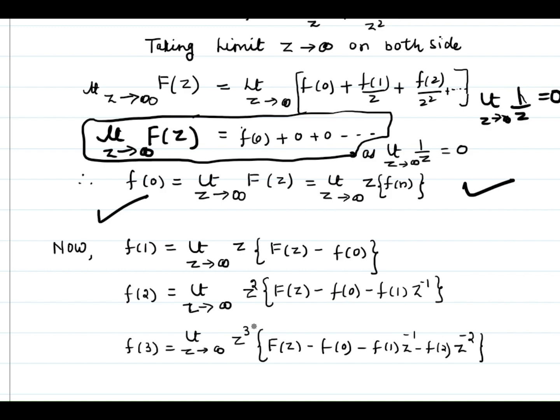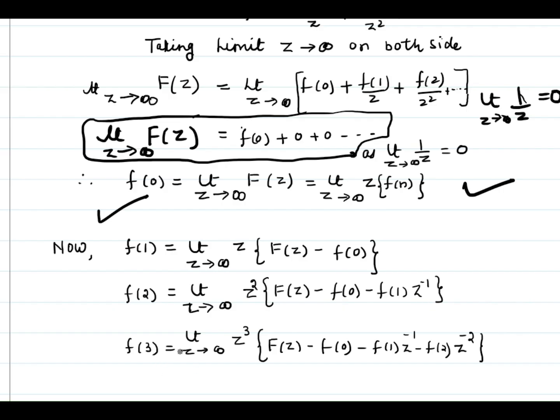The same if you want to write f of 1. If we are proving the same result for f of 1, we will get f of 1 equals to limit z tends to infinity z f of z minus f of 0. f of 2 equals to limit z tends to infinity z square f of z minus f of 0 minus f1 upon z, because you are finding the second. So f1 upon z we can write f1 z to the power minus 1.